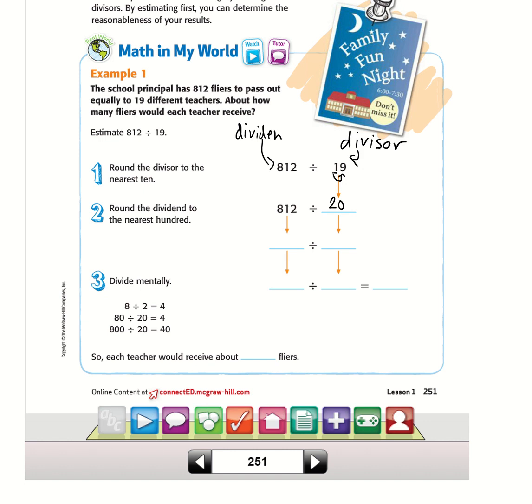Step 2, round the dividend to the nearest 100. So look at my hundreds place, which is my 8. And I have a 1. 1 is 4 or below, so I'm going to go down to 800.